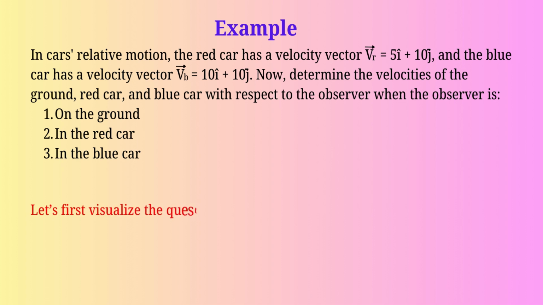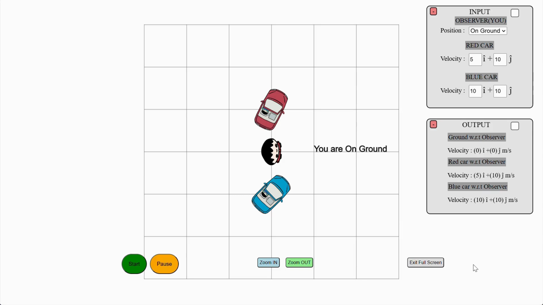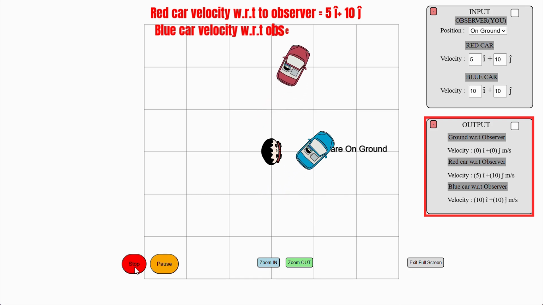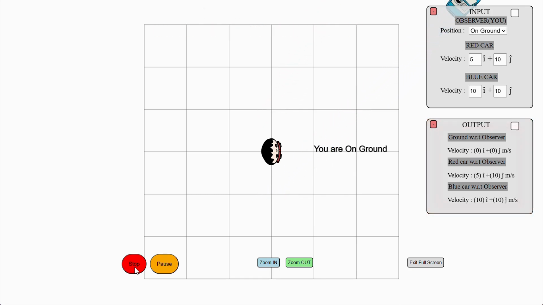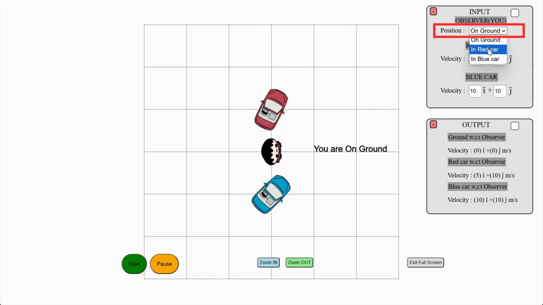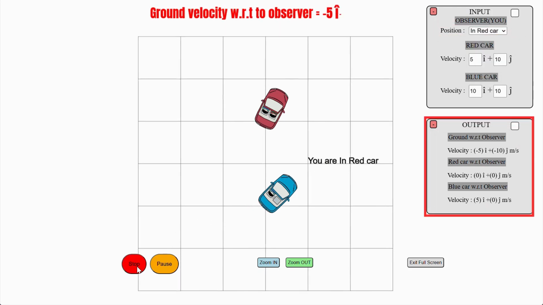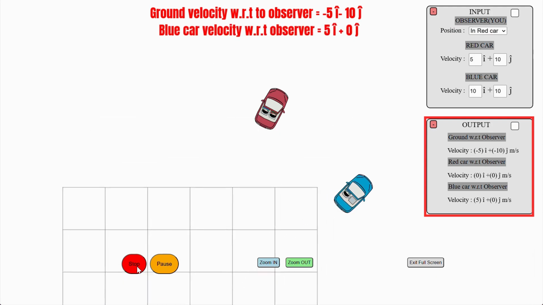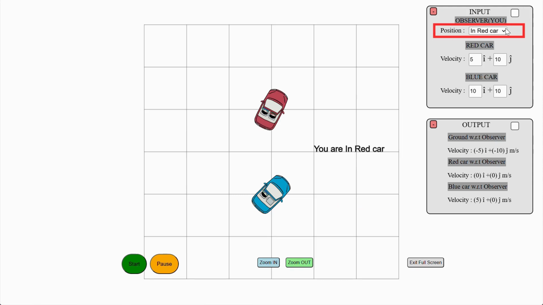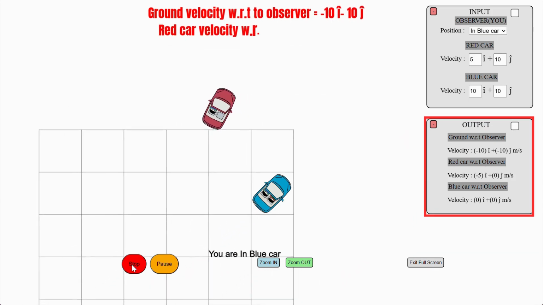Let's first visualize the question in the cars' relative motion ThinkViL simulation. Now, open the simulation. Provide the given inputs for the red and blue car. Now, first choose the observer's position as on the ground. Here, you will get the relative velocities with respect to the observer. Now, change the observer position to the red car. Here, you will get the relative velocities. Now, change the observer position to the blue car. Here, you will get the relative velocities with respect to the observer.